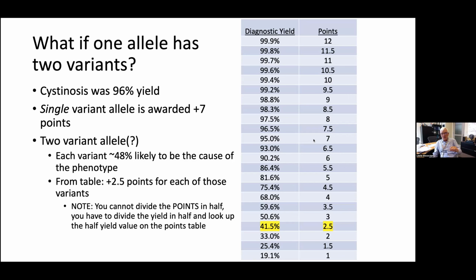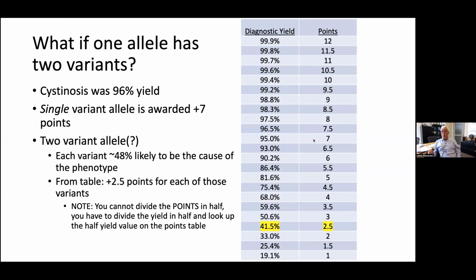So we can just divide it by 2, and say each variant on that allele that has two variants is 48% likely to be the cause of the phenotype. You look at your table and 48% lies between 41.5 and 50.6. So from that table, each of those two variants gets 2.5 points. Each of the two variants on that allele. The variant on the other allele, because there was only one variant on the other allele, still gets 7 points.